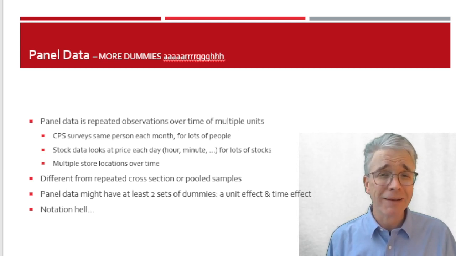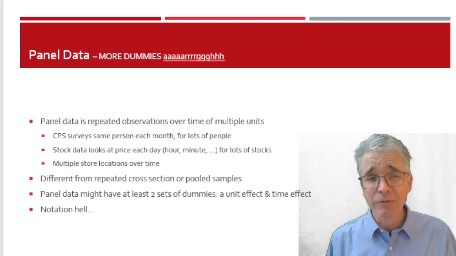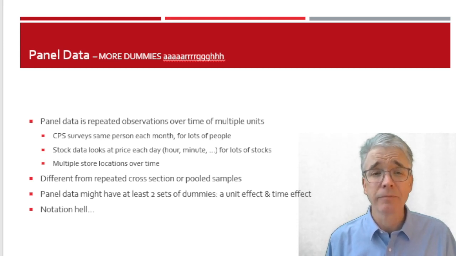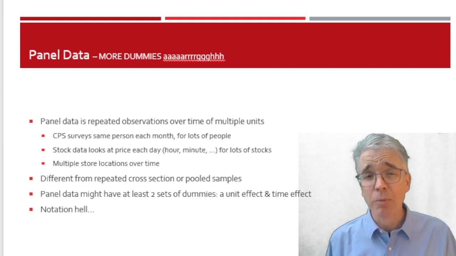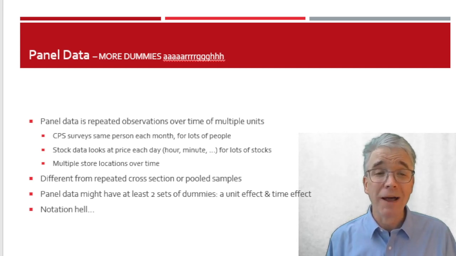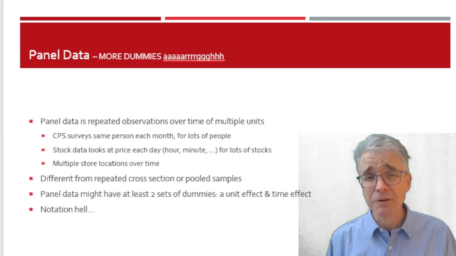Panel is a rectangle of data. Lots of observation units and lots of times. For stock market data, the price per day of one stock would be a time series. If I have a whole lot of stocks, maybe the S&P 500, then I have a panel. A company might look at sales in different store locations over time.